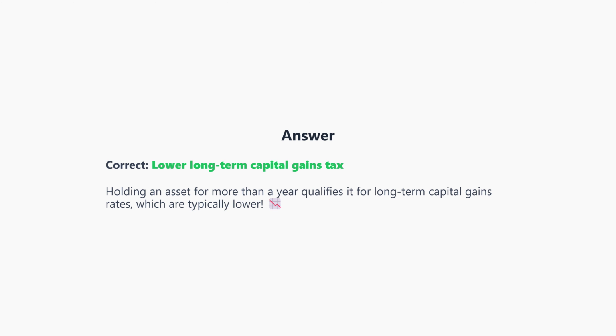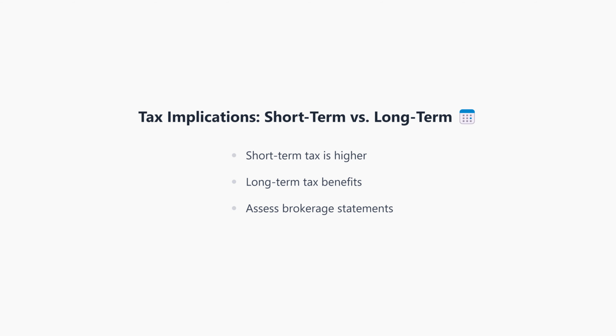The correct answer is lower long-term capital gains tax. When you hold an asset for over a year, you qualify for long-term capital gains tax rates, which are typically lower than short-term rates. One of the essential tax implications to consider is the difference between short-term and long-term capital gains tax. Generally, short-term capital gains for assets held for less than a year are taxed at a higher rate. By holding assets for more than a year, you can benefit from lower long-term capital gains tax rates.